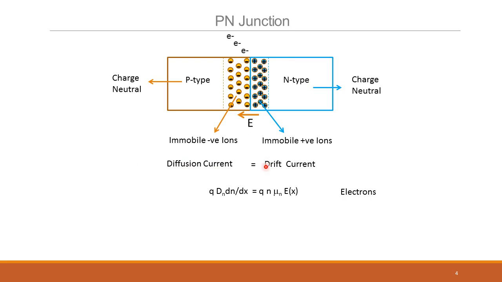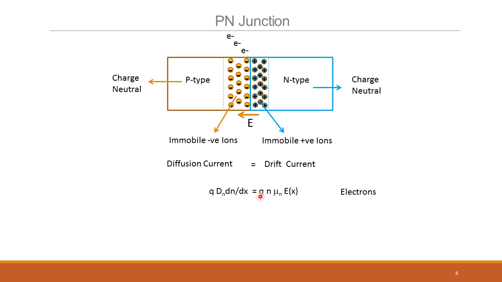At some point they'll become equal, and once they become equal, there'll be no effective movement of charges across, because the diffusion causes a movement of charge, and drift causes an equal amount of charge to go back. So under this condition, we know diffusion current is given by Q Dn dn/dx. Remember, this is the diffusion current because it depends on the concentration gradient, and the constant of proportionality is the diffusion constant of the electron. In this case, I was writing for the electron. You can write it for the holes as well.